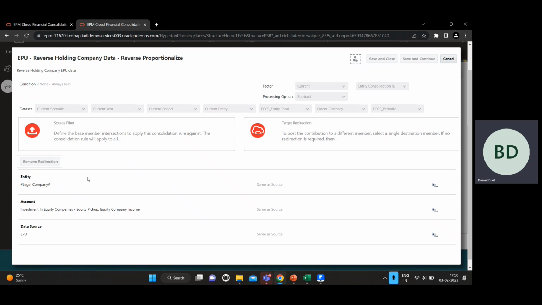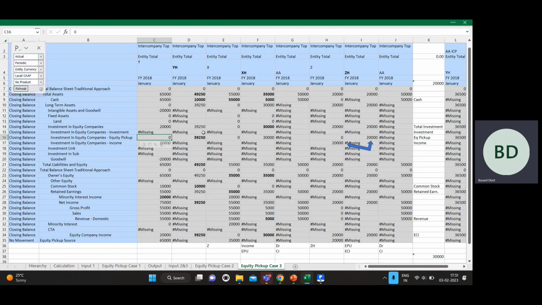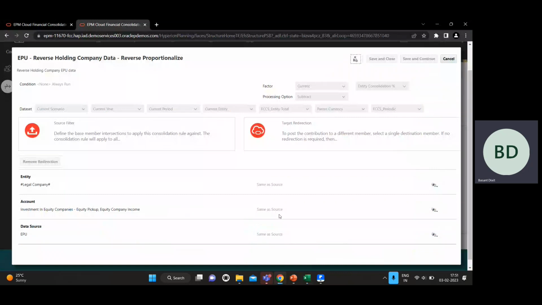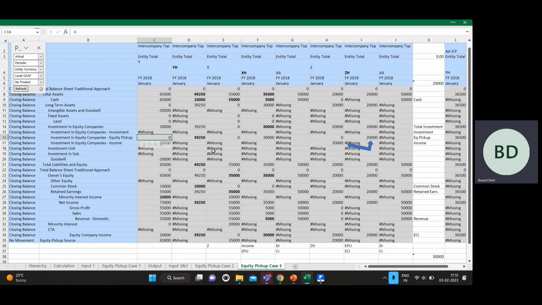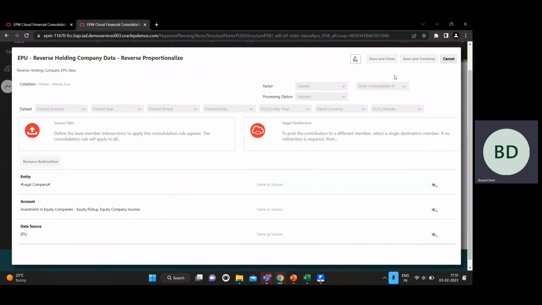Okay, so this is the rule by which whatever comes in equity pickup and equity in company income is now coming the same as the source. So the target is the same. That is why we're getting some numbers here in both these accounts. Okay, this is the rule part.